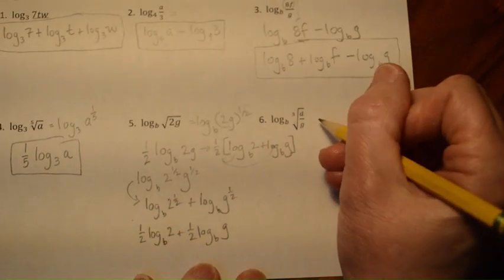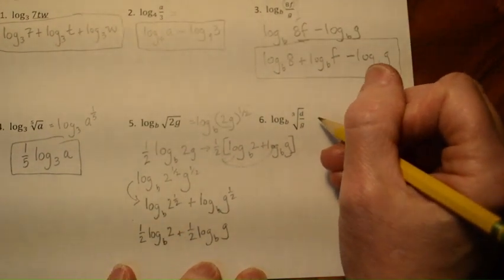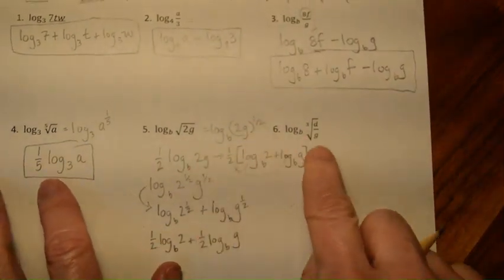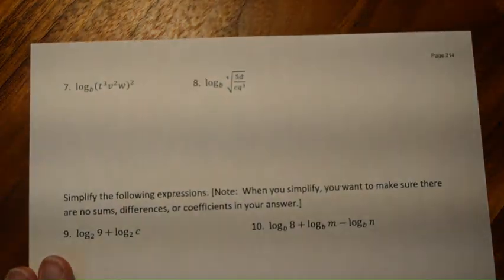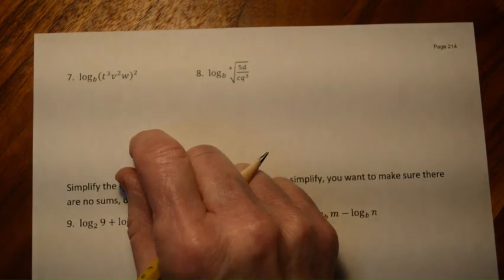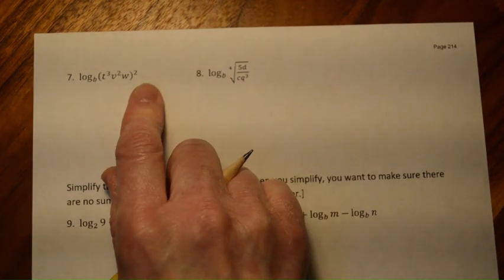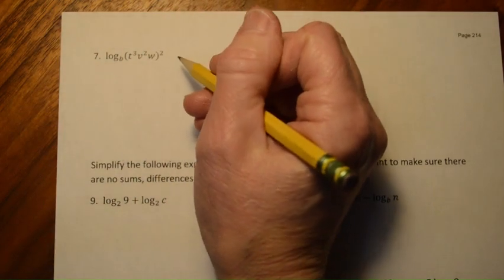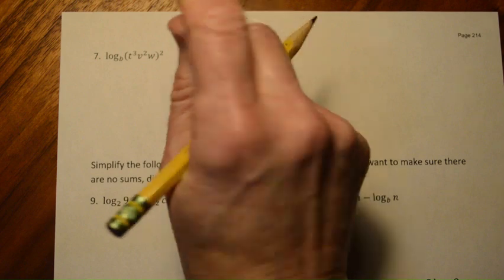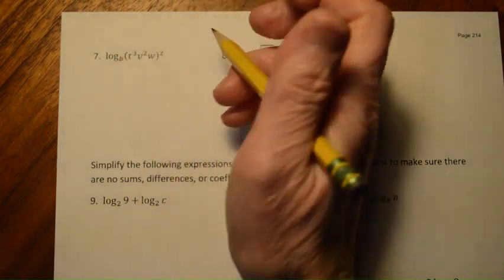Okay, number 6. Actually, let's do number 7. Since we just did 2 with fractional exponents, let's take a look at number 7 on page 214. All right, again, we have that same situation here where we've got an exponent. So let's just do it where we distribute the exponent first so that we don't have to worry about the parentheses.